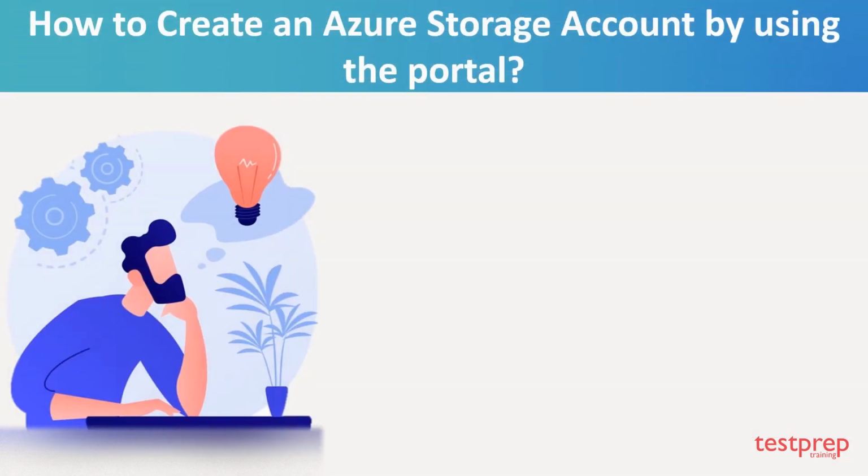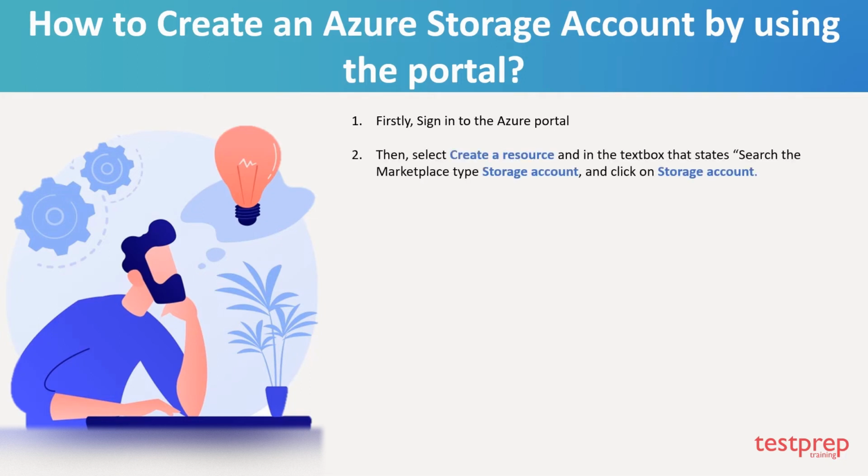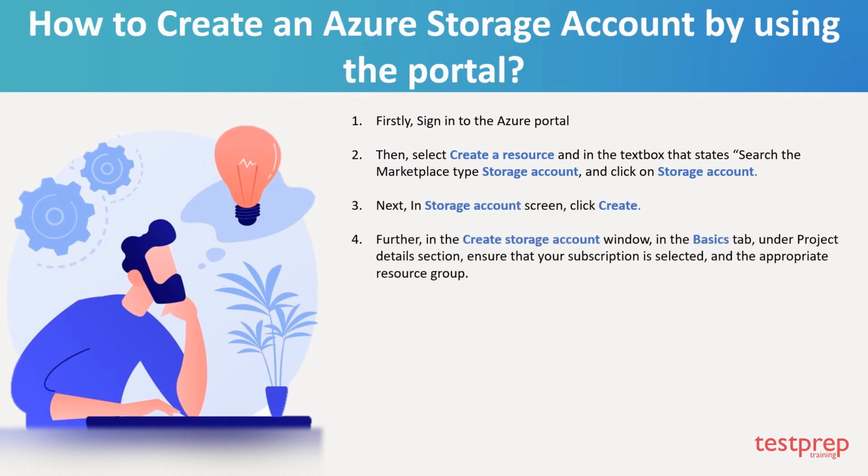How to create an Azure Storage account by using the portal. 1. Sign into the Azure portal. 2. Select Create a Resource, and in the text box that states Search the Marketplace, type Storage Account, and click on Storage Account. 3. In the Storage Account screen, click Create. 4. In the Create Storage Account window, in the Basics tab, under the Project Details section, ensure that your subscription is selected, and the appropriate resource group.